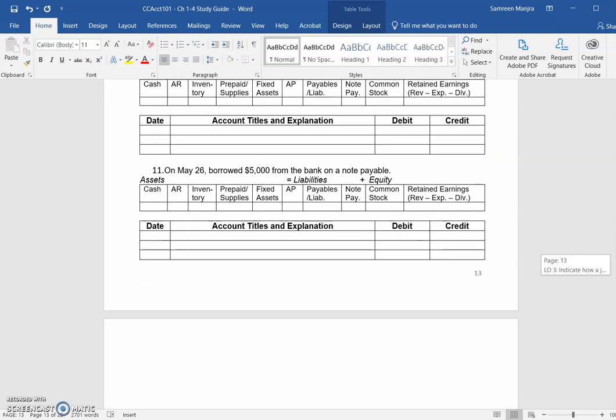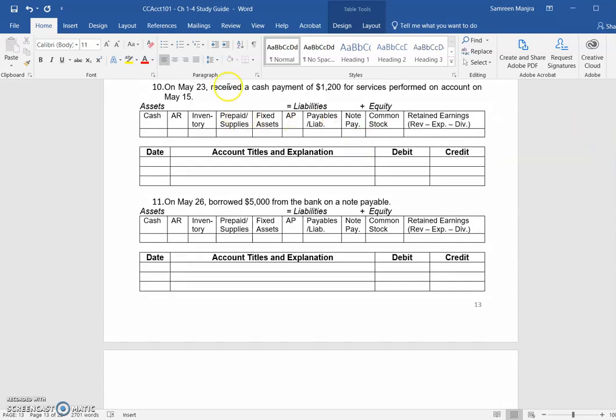Then on May 23rd, we received a cash payment of $1,200 for services performed on account on May 15th. So you might remember that on May 15th, we already performed services, so we already recorded revenue during the time period that we performed those services, and we recorded our accounts receivable. Okay, so this was on May 23rd.